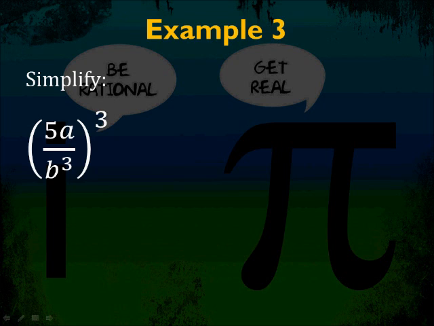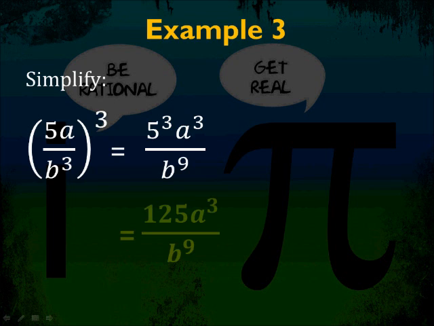Let's look at example 3. 5a over b cubed quantity cubed. So the first thing you'll want to do is notice that you can take the cube of everything inside, both on top and on bottom. So if you take the cube of everything, you get 5 cubed times a cubed on the top, and on the bottom you'll have b cubed cubed, which is b to the 3 times 3 power. So with an exponent to the exponent, you're going to multiply the exponents together. So on the bottom you end up with b to the 9th. So simplify the 5 cubed and you get 125a cubed over b to the 9th power.